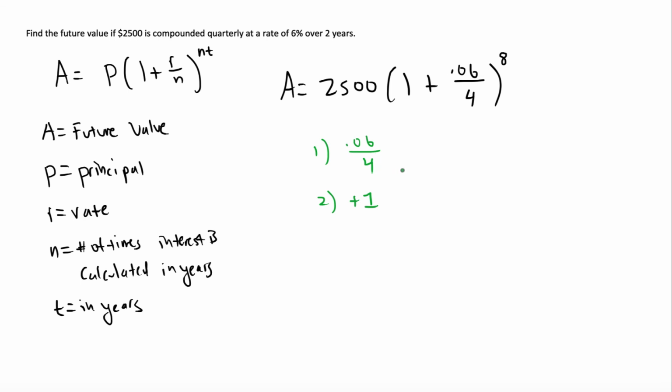Similarly, hit enter. The third thing you want to do is raise all of that to the 8th power. If you have a caret button, that's the exponent button, or if you have an actual button that does the exponent for you. And then the last thing is to multiply by 2,500. After you hit enter, the screen should tell you the final answer. So the future value here is going to be $2,816 and 23 cents.